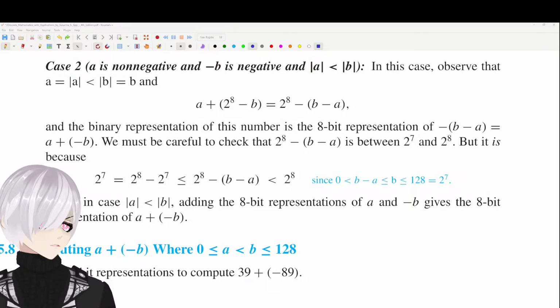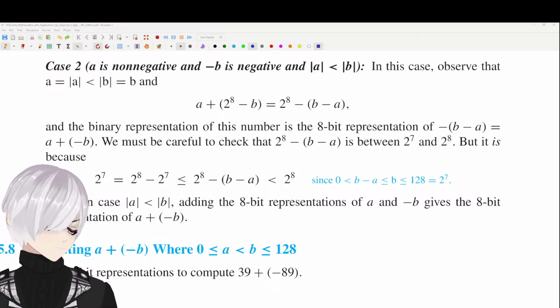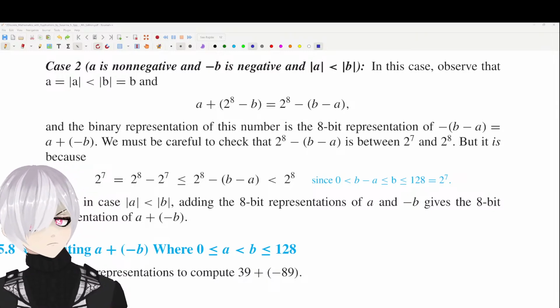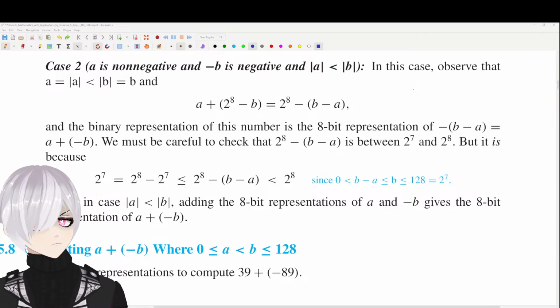Yeah, so we know that b is greater than a because a is less than b. So if you have a bigger positive number minus a smaller one, then you're going to get a positive number. So 2 to the 8th minus b minus a, that's the 2's complement of a positive number.